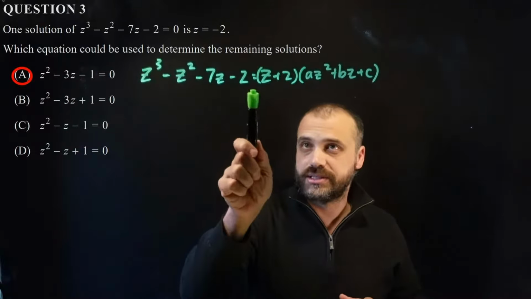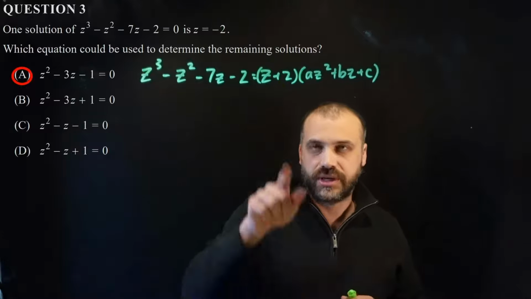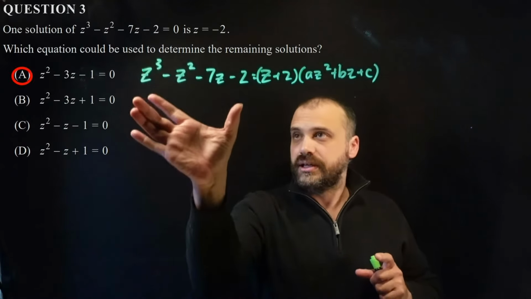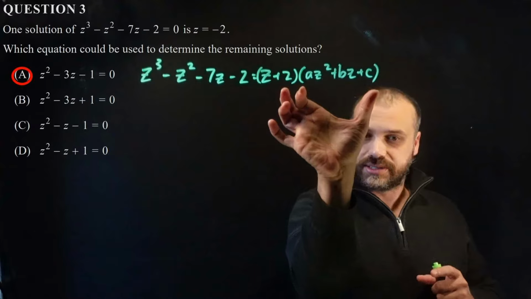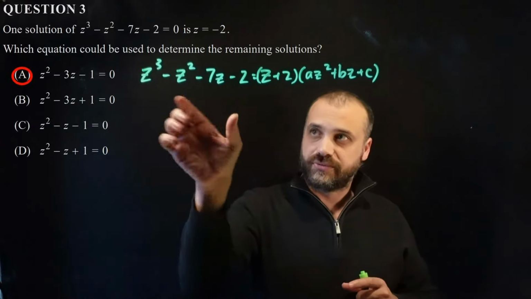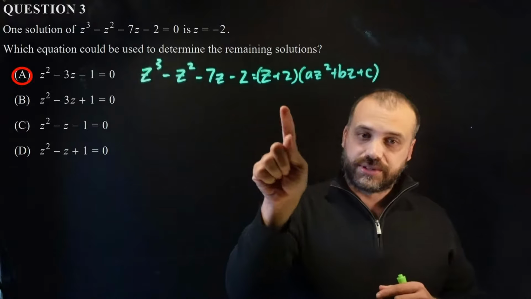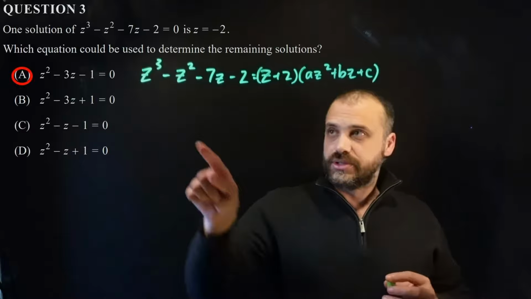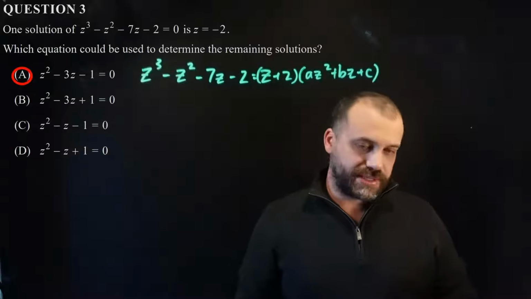The cubic is equal to the linear factor, which we figured out from up here, z plus 2, and then this az squared plus bz plus c. But if this is equal to this times this, then if I divide both sides by z plus 2, all that'll be left is whatever that is. So in other words, I'm going to take this cubic and divide it by z plus 2.